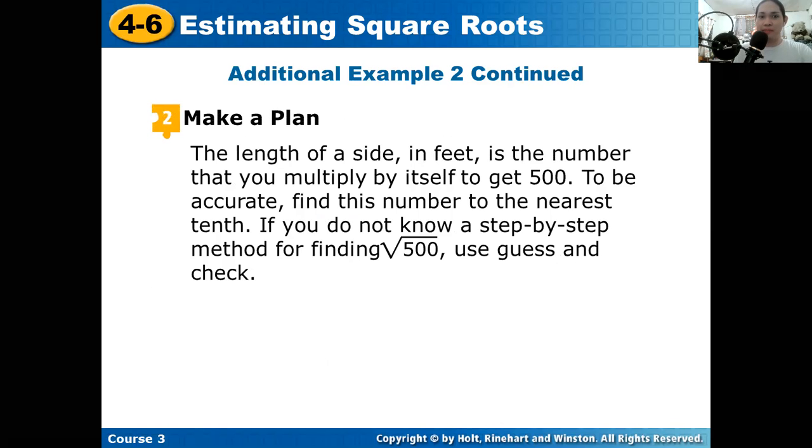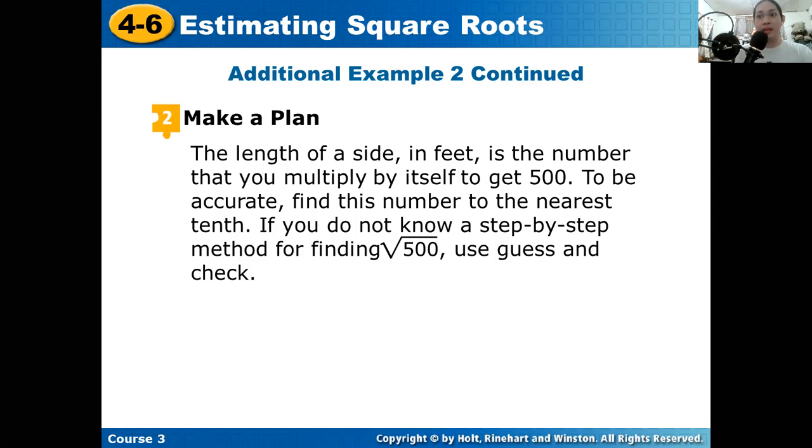So let's try to make a plan by doing this one as we continue the problem. The length of a side in feet is the number that you multiply by itself to get 500. To be accurate, find this number to the nearest tenth. If you do not know a step-by-step method for finding the square root of 500, or are not using your calculator in approximating it, then try to use guess and check. Okay, are you ready?